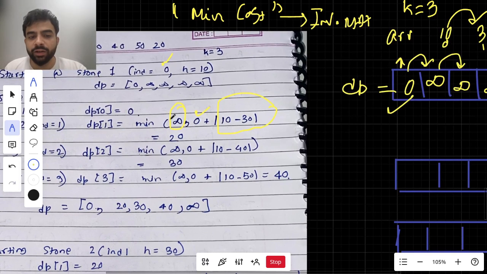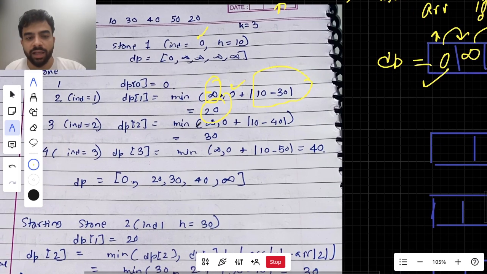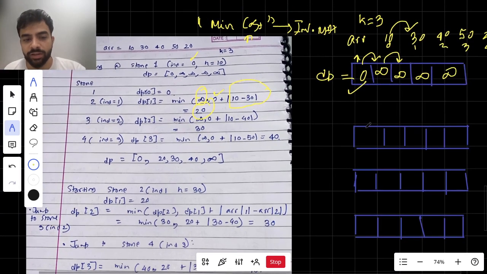So negative infinity. Remember, this infinity is not large, because I have taken int max to minimize the cost. Whenever I write maximum cost, that time I will write int min. So that means 20 is my large value. Now let us take another example and let us try to fill this DP table.